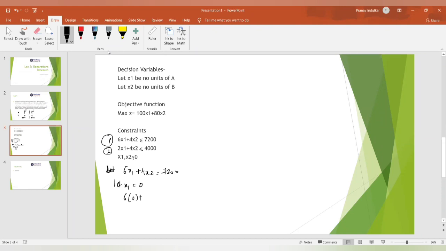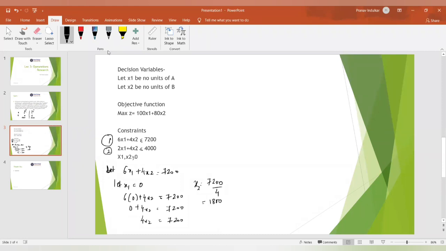6 into 0 plus 4x2 is equal to 7200. So what do you get? 0 plus 4x2 is equal to 7200. So 4x2 is equal to 7200, right? Then x2 is equal to 7200 upon 4. x2 is equal to 1800.